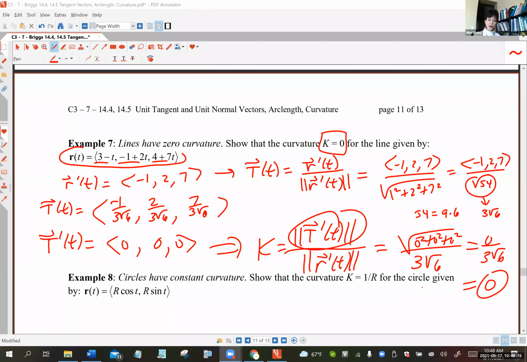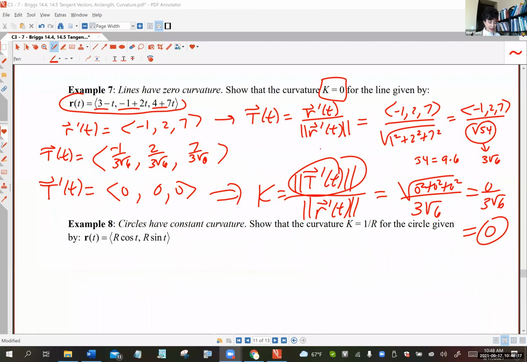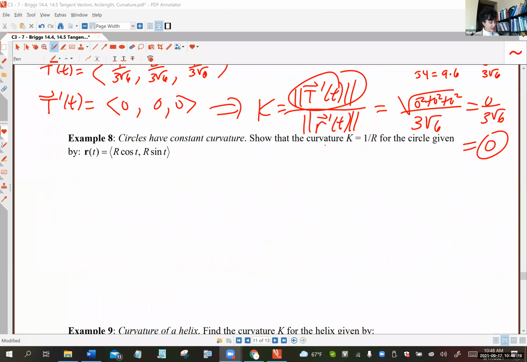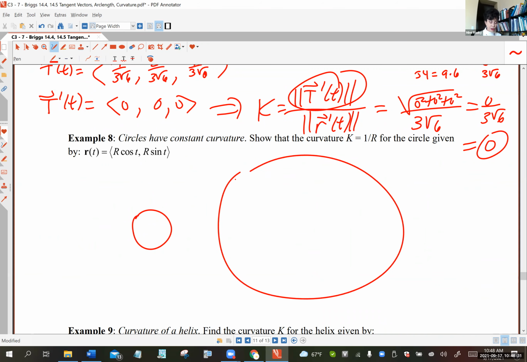Interesting. Okay, so I just thought this would be interesting for some civil engineers when you're talking about building freeways and freeway on-ramps. Let's take a look at circles. I'm going to just draw a couple of circles here. Two circles, small one, big one. What do you think? Do you think circles all have the same curvature, or does one of these circles have more curve than the other? Which one has more curve, the small one or the big one?